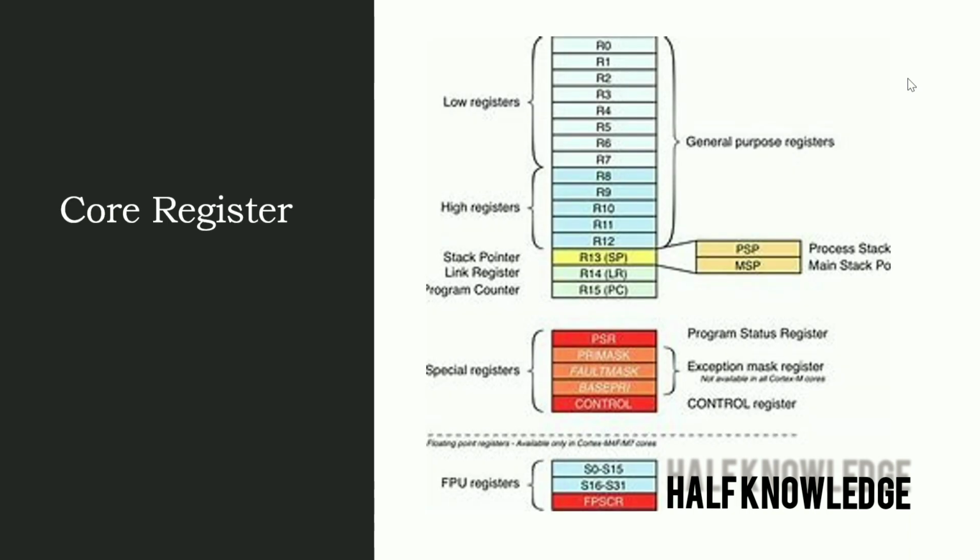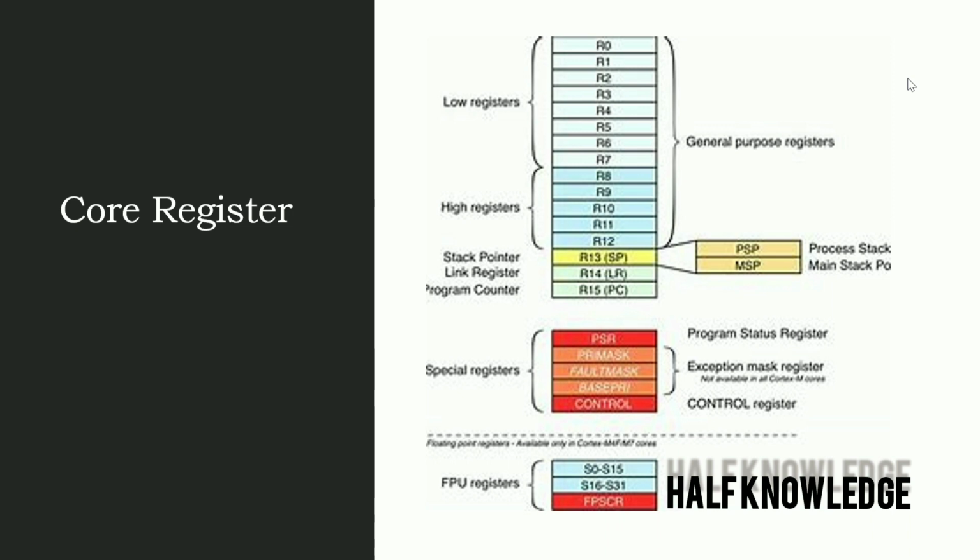Core registers. A 32-bit controller has 32-bit wide registers. First one is the general purpose register. General purpose registers are R0 to R12. It has a total of 13 registers. They can be used for data operation, data manipulation, storing data and storing addresses.